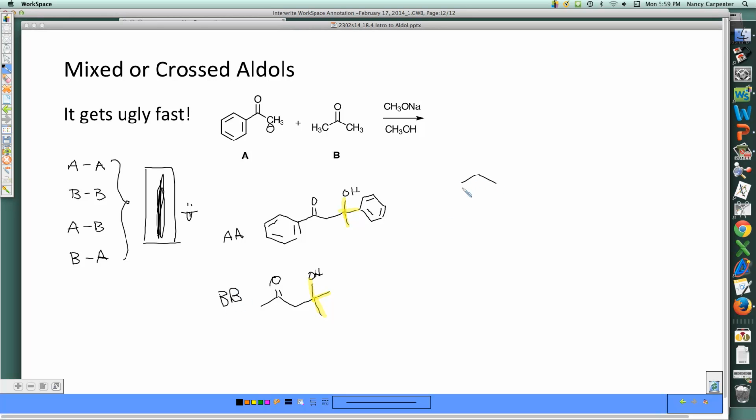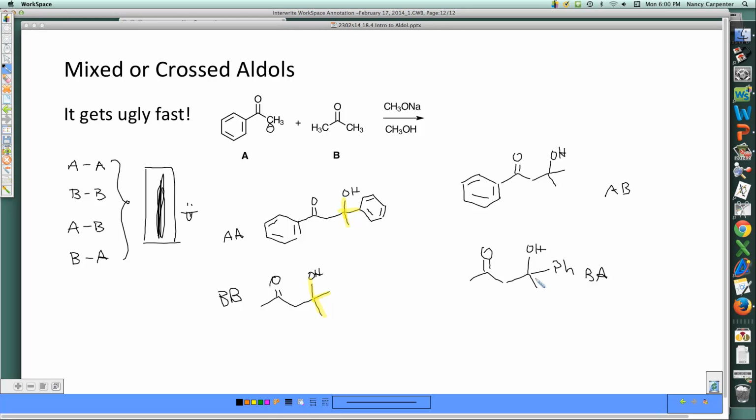If A is the enolate and B is the electrophile, what do we get? We get that guy. So this is AB. And what if the tables are turned? Then we have BA. So there are your 4 mixed aldol or crossed aldol products, and as you can see, nobody wants that.